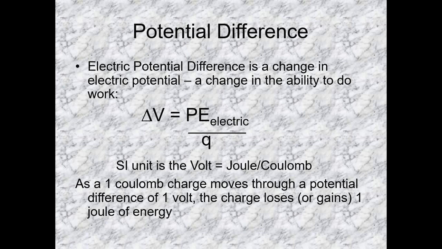So this is the basic phenomenon. Delta V equals P into E, electric field, upon Q. The unit is volt, which equals joule per coulomb. Now, when 1 coulomb of charge moves through a potential difference of 1 volt, the charge loses 1 joule of energy. If the electric energy is 1 joule and the charge is 1 coulomb, then we get a value of 1 volt.